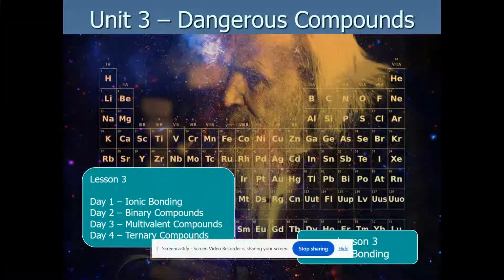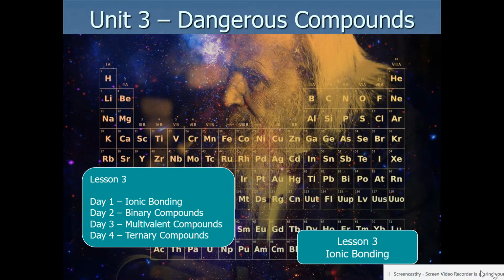This is going to be the video for Lesson 3. It consists of ionic bonding, but as you notice by the PowerPoint, it literally could be a 4-day lesson. If you broke it down into pieces, there's ionic bonding, just how ionic bonds are formed, and then a lot of naming and formula writing for ionic compounds. There's 3 different main types: the binary, the multivalent, and the ternary. Hopefully by the end of this video that will all make sense.